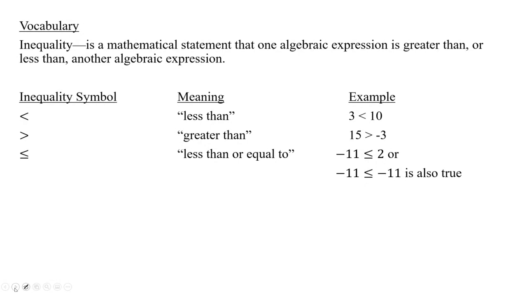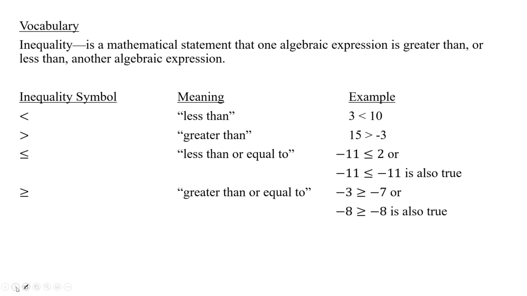So negative 11 is less than 2. That's also true. So you can see the example clearly. The less than or equal to includes negative 11 also. Next one is greater than or equal to. So negative 3 is greater than or equal to negative 7.